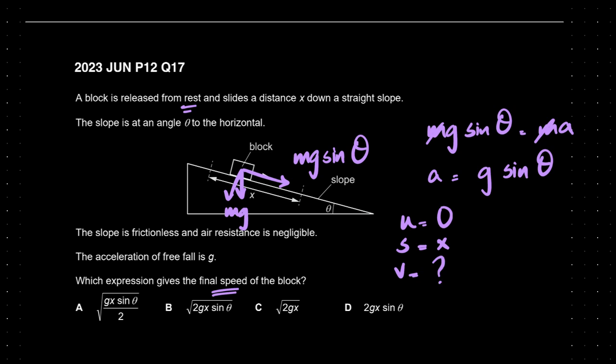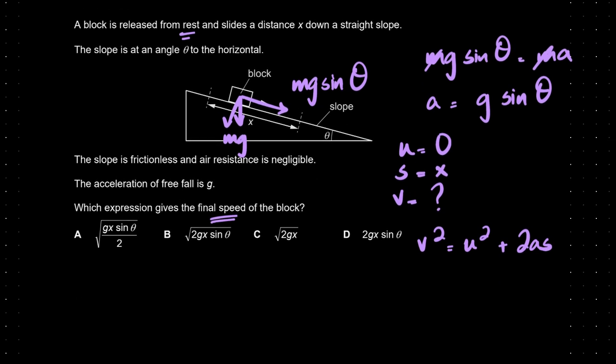What equation of motion do we use here? It's very obvious. We use v squared equals u squared plus 2as. So no u squared here really. So it's just the root of 2as, so 2x and that g sine theta. So that looks like option B here.